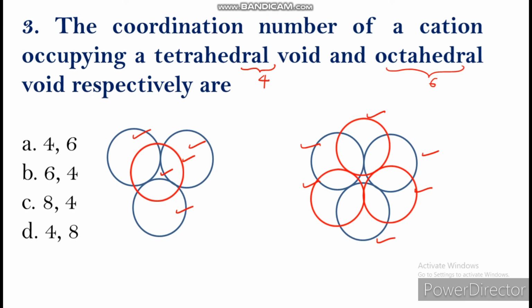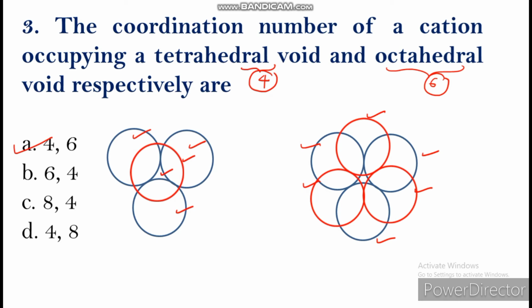particles. So what is actually the coordination number? Coordination number is the number of neighboring particles, or the number of nearest particles. In a tetrahedral void, 4 particles are nearer to any given particle. In an octahedral void, 6 particles are nearer. So for tetrahedral the coordination number is 4, for octahedral it is 6. So 4, 6 is your answer.